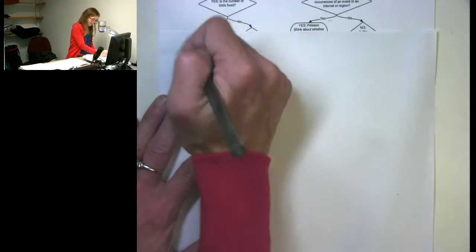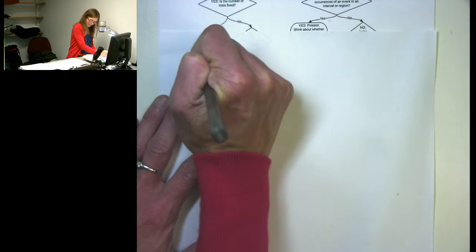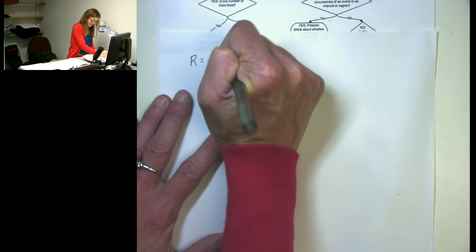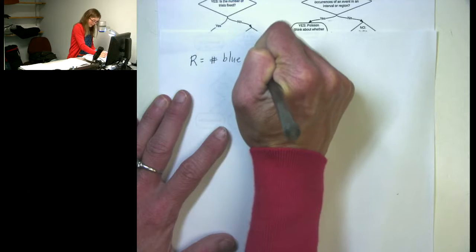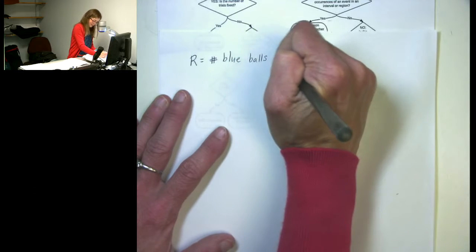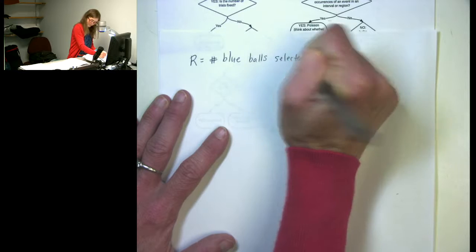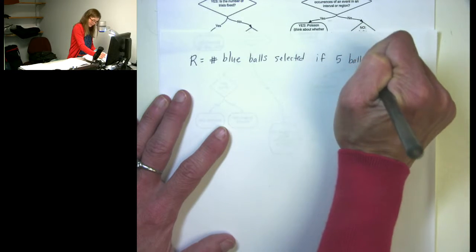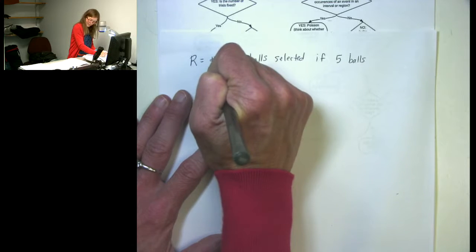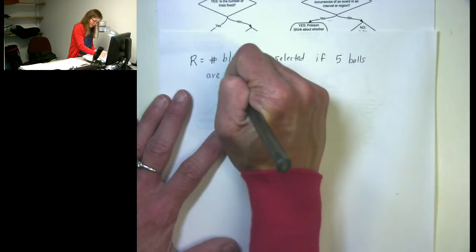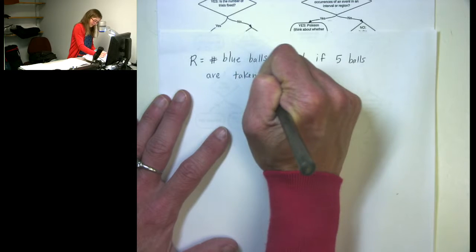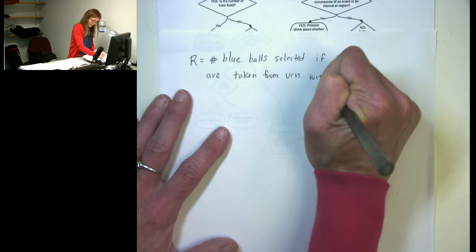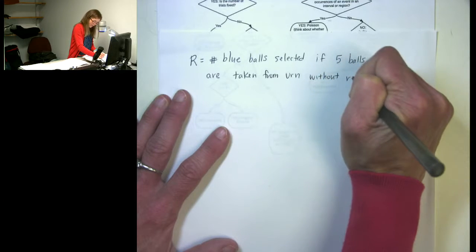Let's consider another random variable. R is going to be the number of blue balls selected if 5 balls are taken from the urn without replacement.